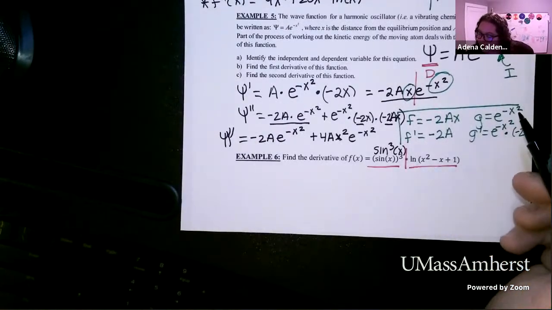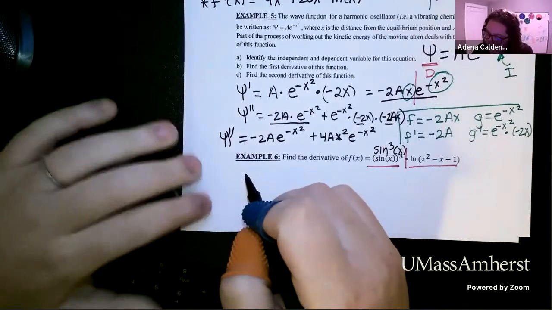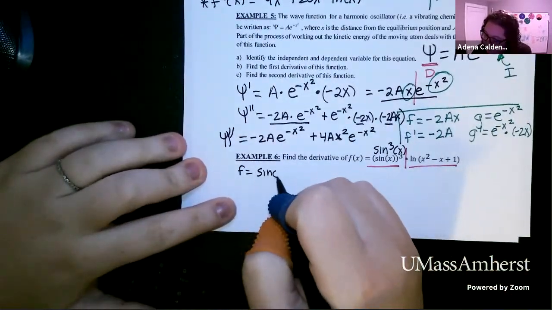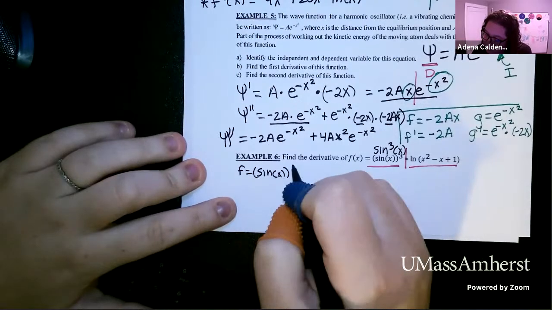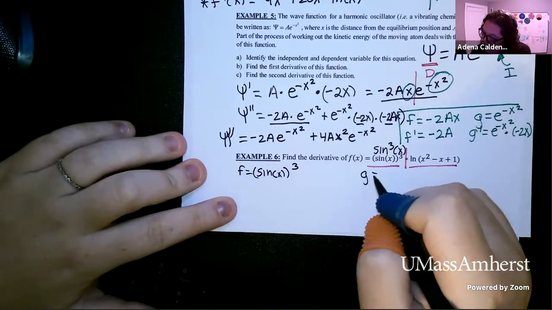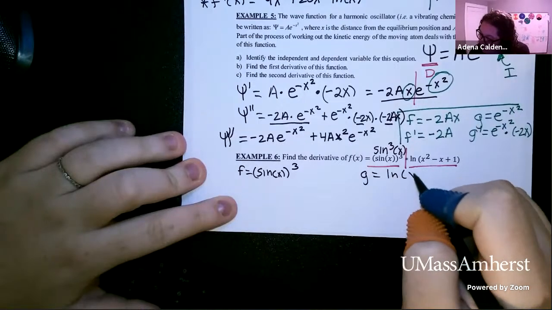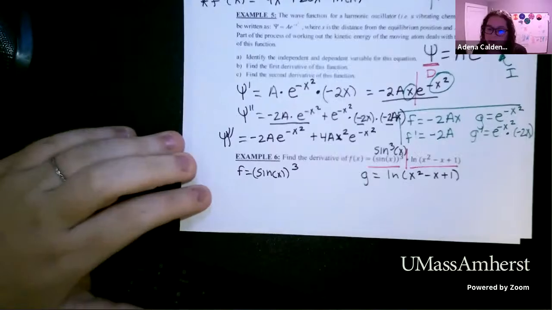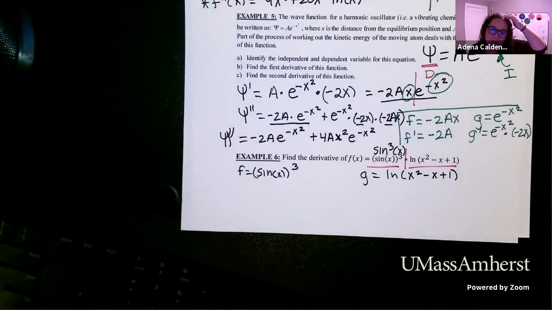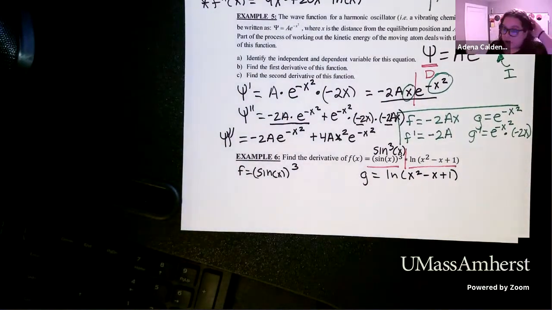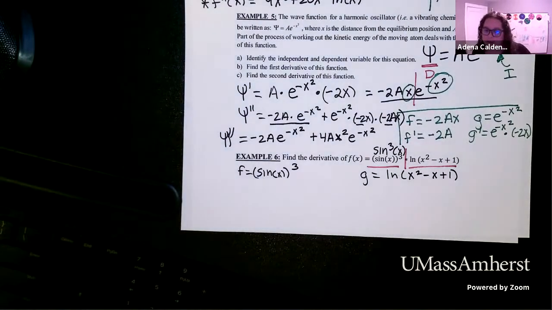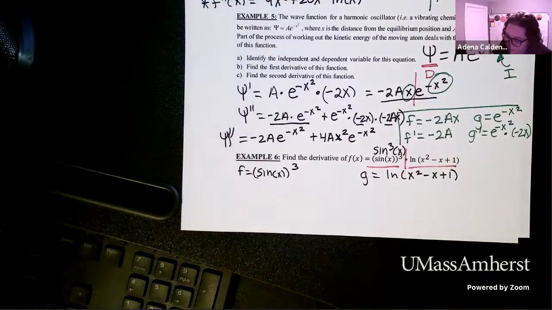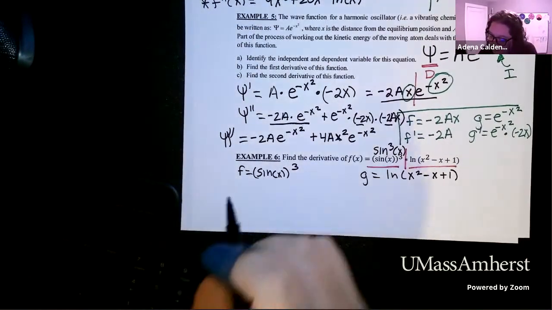So now I want to separate my two functions. So the first one, I have sine x cubed, and my second function, I have the natural log of x squared minus x plus 1. Okay, so obviously when I take these derivatives, they're going to be a little more complicated and a little bit longer than the ones we were working on before, but hopefully you remember from last week how we do these particular chain rules.